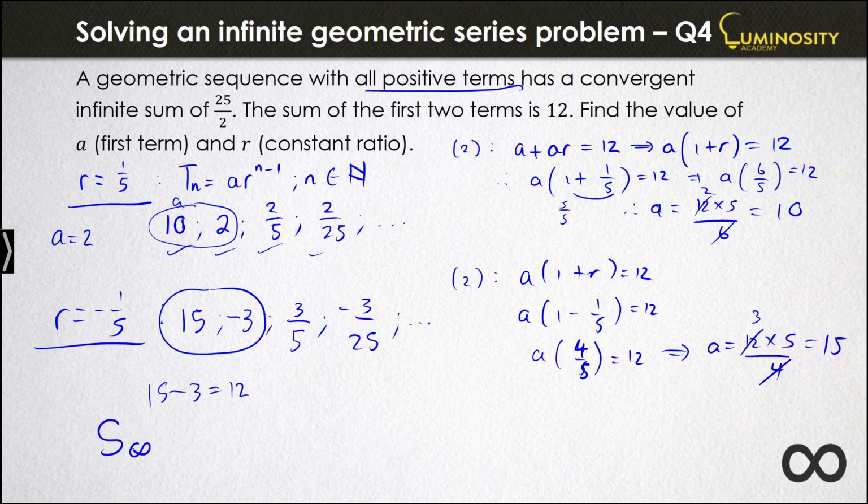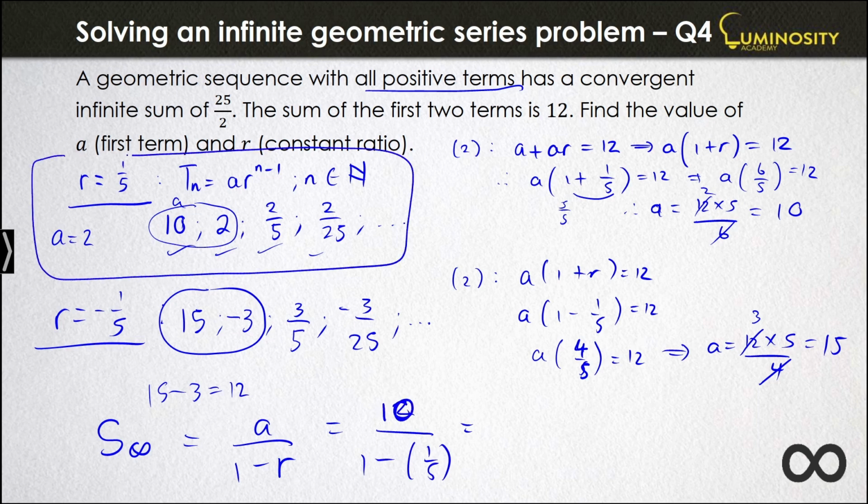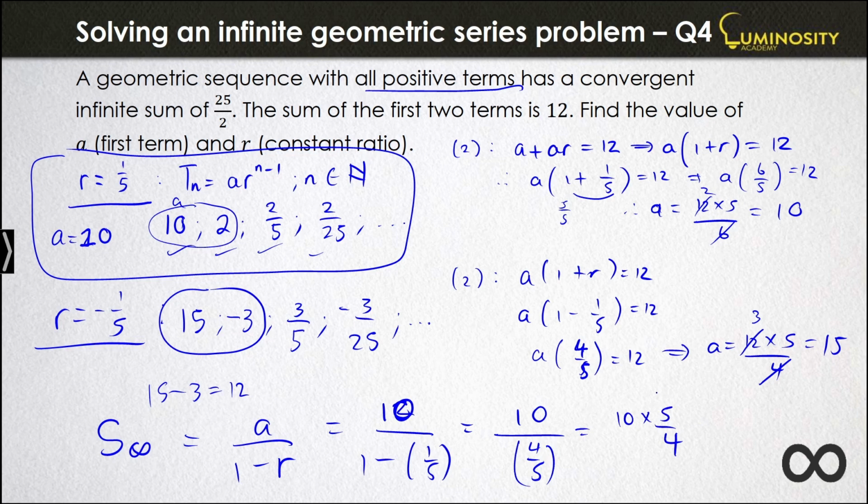So if I do my sum to infinity, a over 1 minus r, where a was, sorry, a was not 2, a was 10. I'm looking at this thing here. I don't know why I said a is 2 there. That should be a equals 10 rather. So it'll be 10 over 1 minus 1/5, which is 4/5. And when you divide by that fraction, you multiply by the reciprocal. Right? 10 times 5 is 50 over 4. And 2 can go into 50 25 times. So I do get 25 over 2 as the infinite sum.